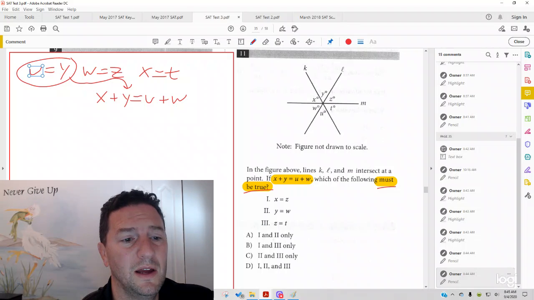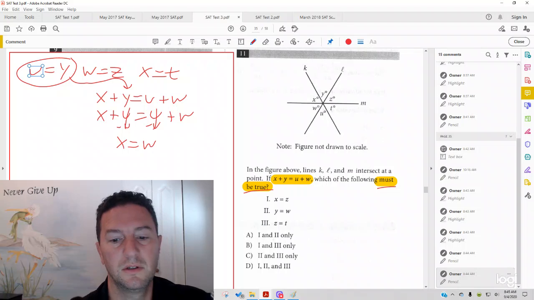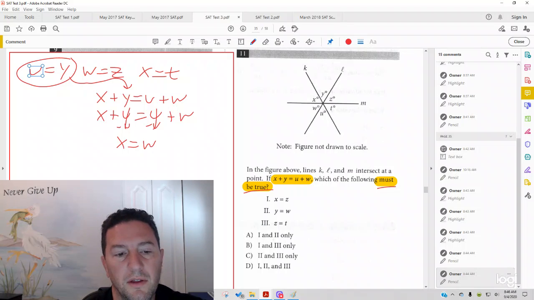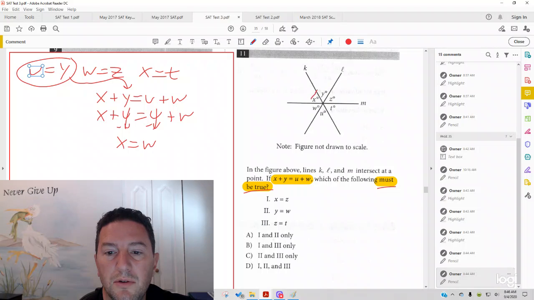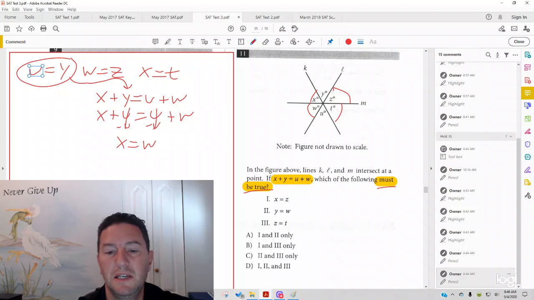If u equals y, then x plus u, you can put u in place of y, equals u plus w. And if you subtract u from both sides, notice they cancel, and what you get is that x equals w. Okay, still nothing among the Roman numerals, but if x equals w and x equals t, w must equal z, so all four of these angles must be equal.